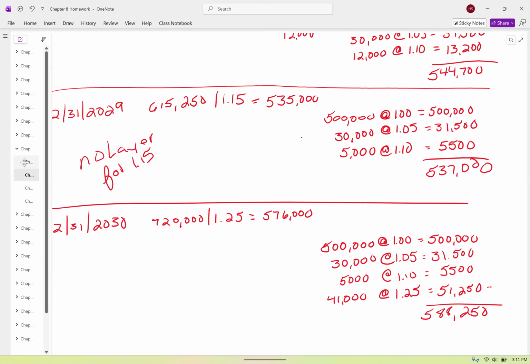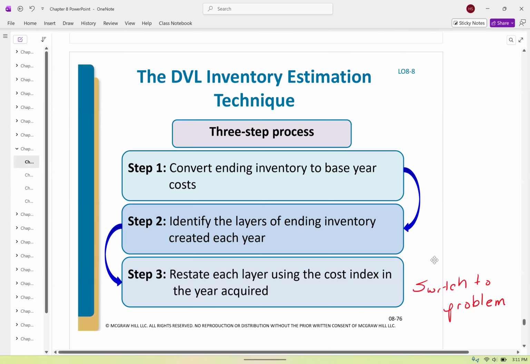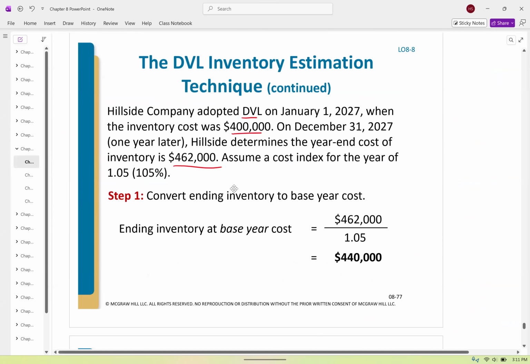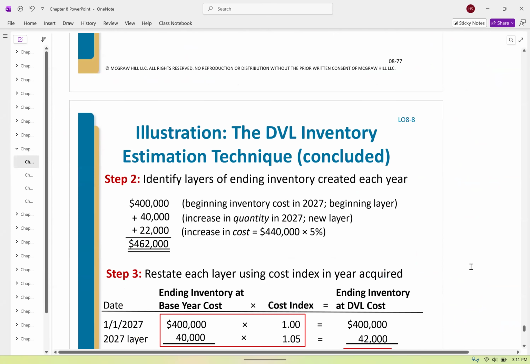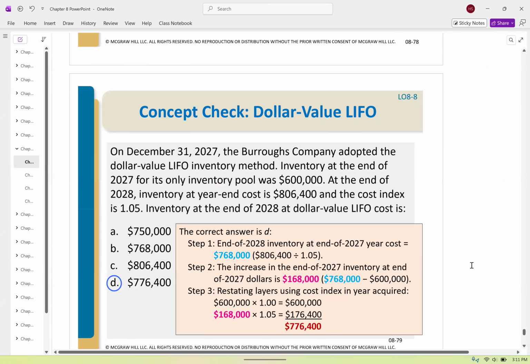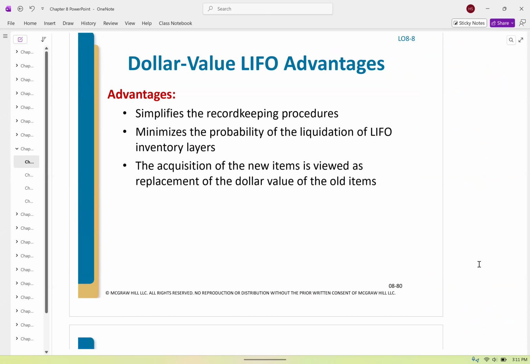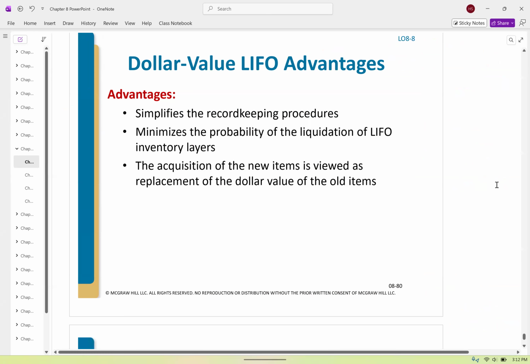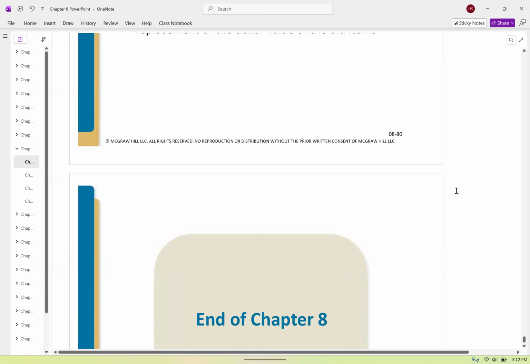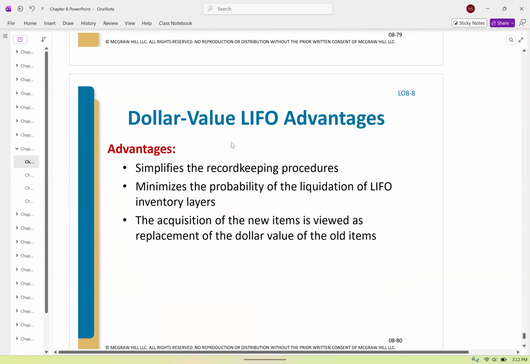Let's jump back over here to the PowerPoint. They didn't do a very big problem in the slides. That's why I didn't really like that one. So some advantages of dollar value LIFO: it simplifies the record keeping, and it minimizes the probability of LIFO liquidation. The acquisition of new items is viewed as a replacement of the dollar value of the old items. And that is all for this chapter.